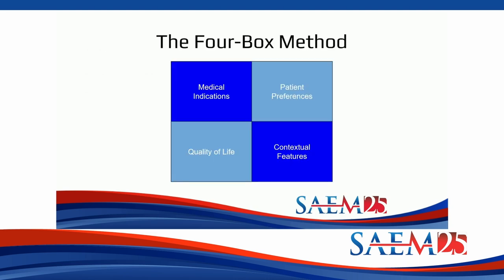A little bit less common a framework would be something like the 4-box method. This can be really nice to think through actual pragmatic thought processes on how to navigate ethical issues in the emergency department. There are 4 components to this as well: medical indications, patient preferences, the quality of life involved, and then contextual features.